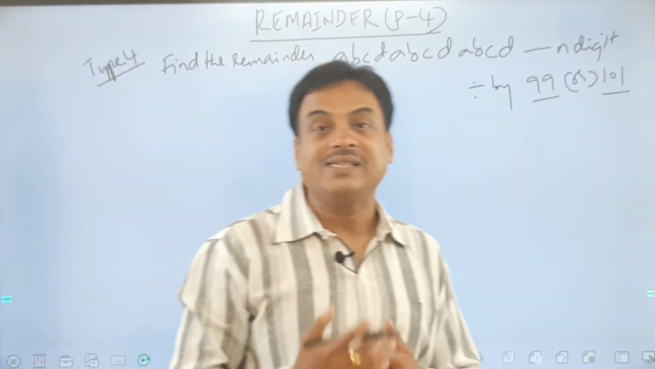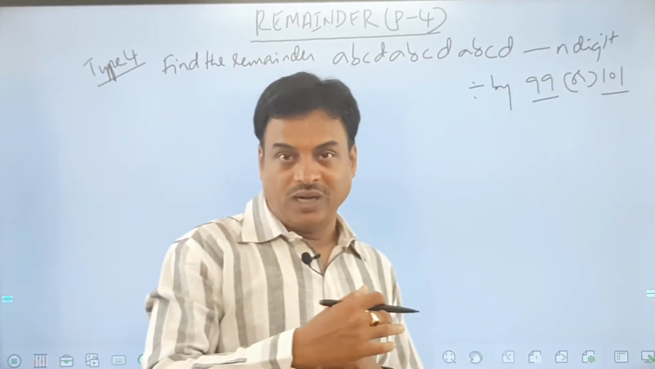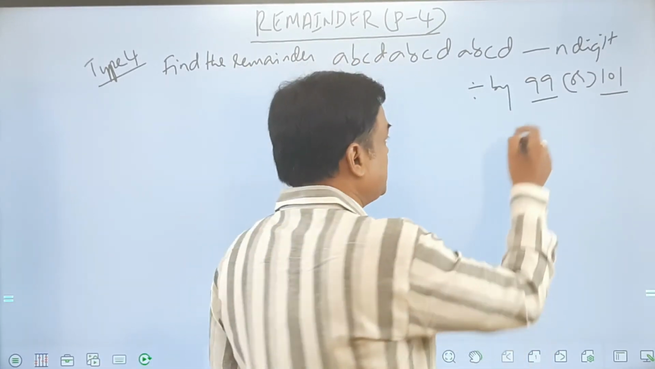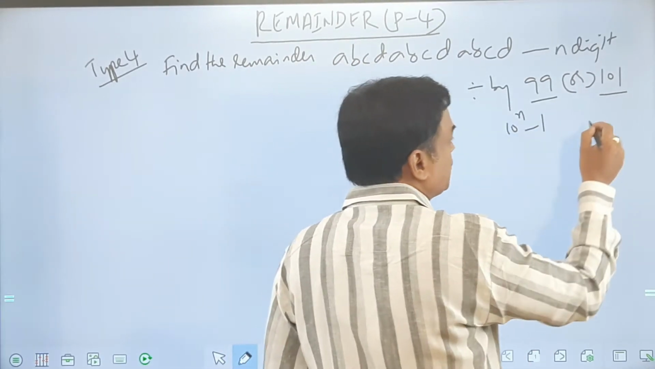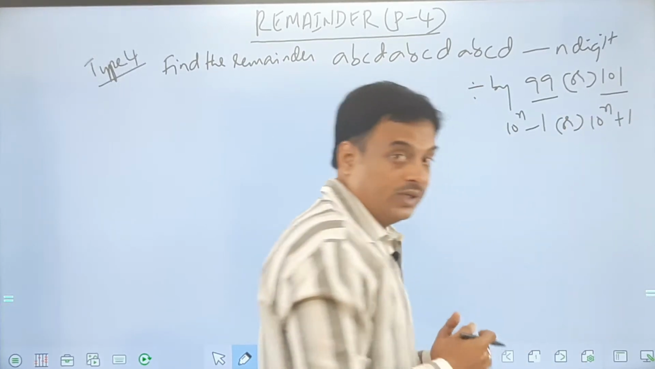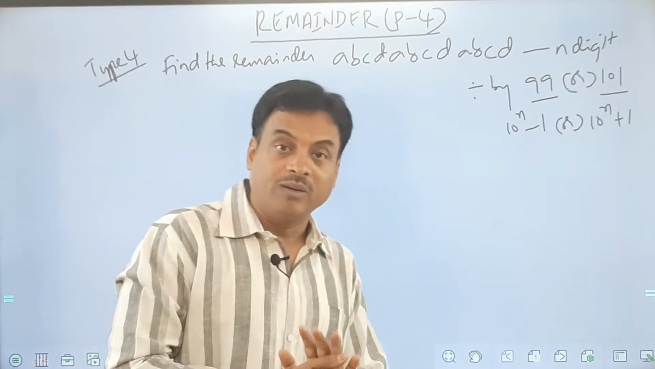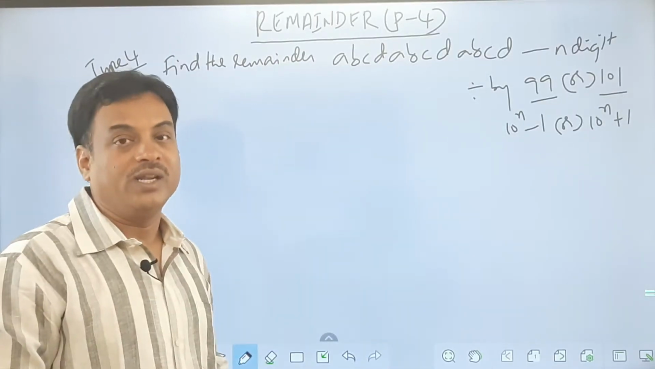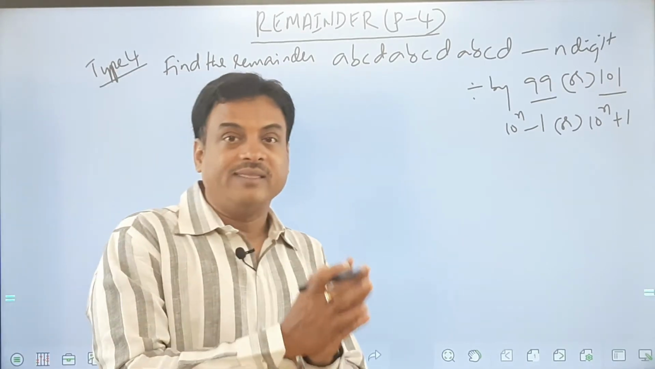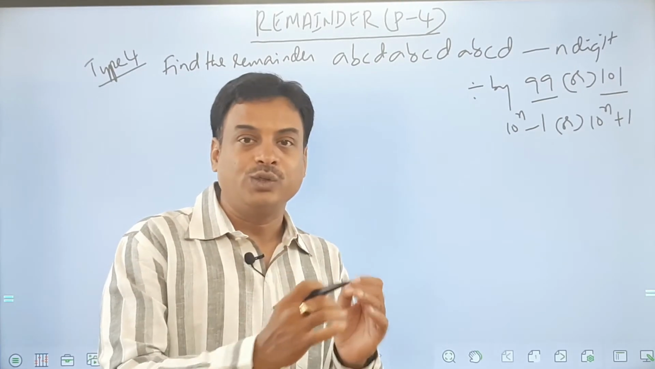You can also call these numbers of the form 10 to the power of n minus 1 and 10 to the power of n plus 1. So these are two types given to us: divisors very close to a power of 10. Then what should I do? Okay, so let's understand the logic of this, and then it is a very easy question to handle.